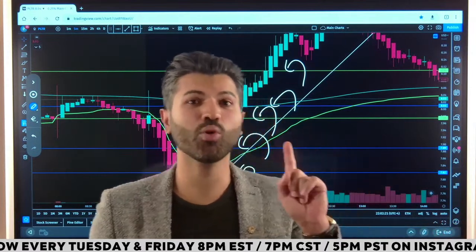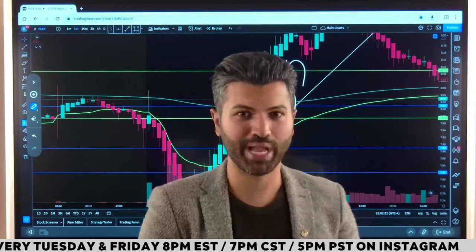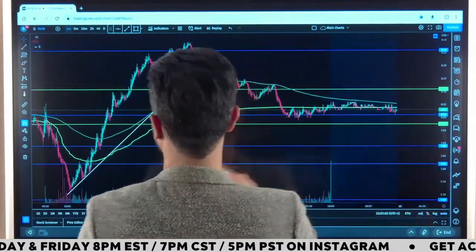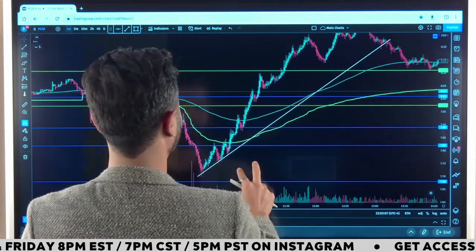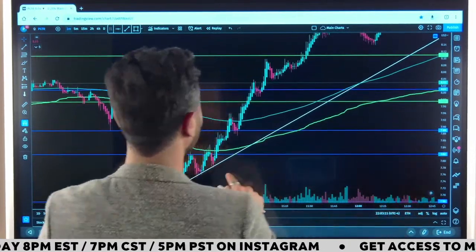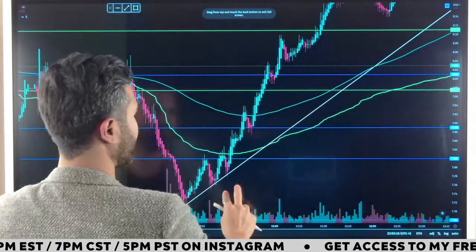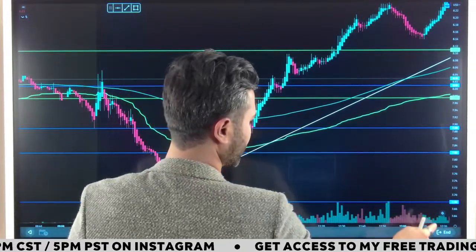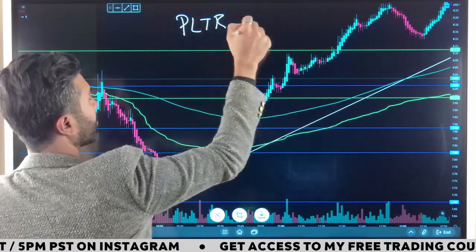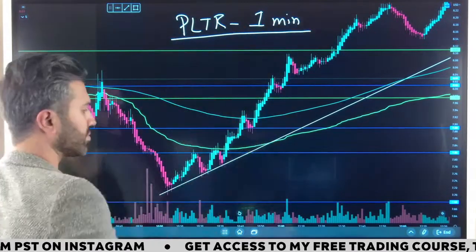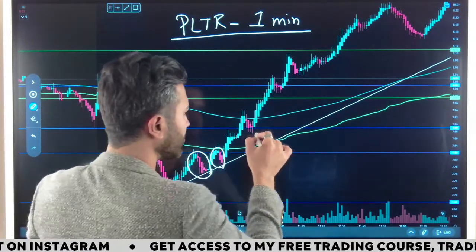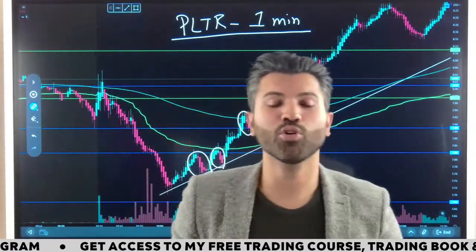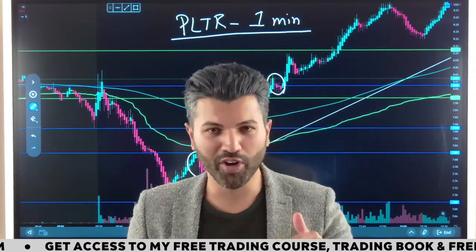So this is the 5 minute, right? Let's look at it on the 1 minute. Let me show you some micro shorts you can make and then the entries on the micro levels. You notice all these micro pullbacks? You can scalp those after they've been overextended and get back in for a long above the level of support.